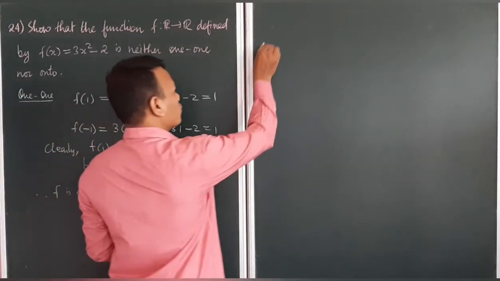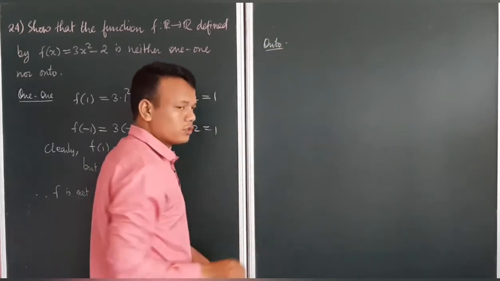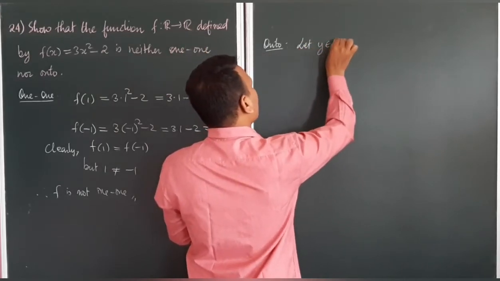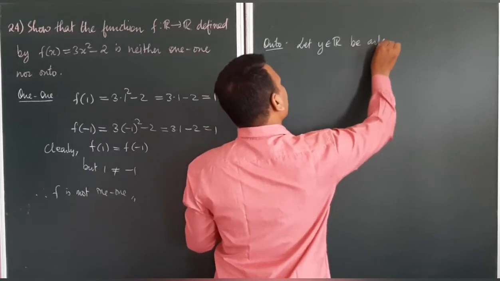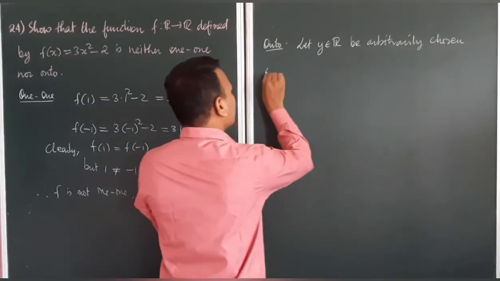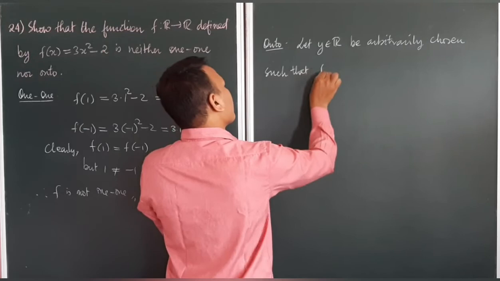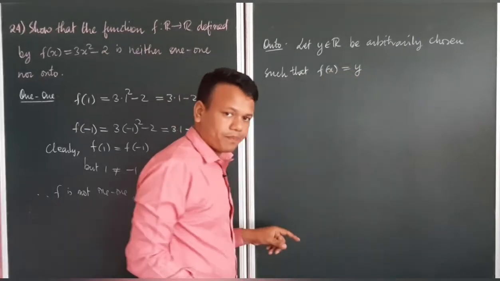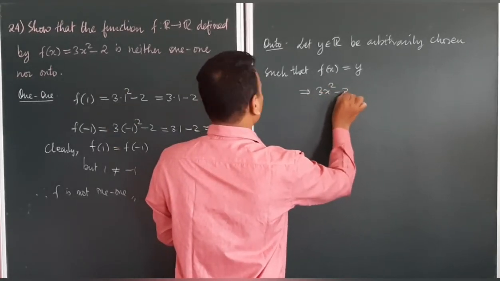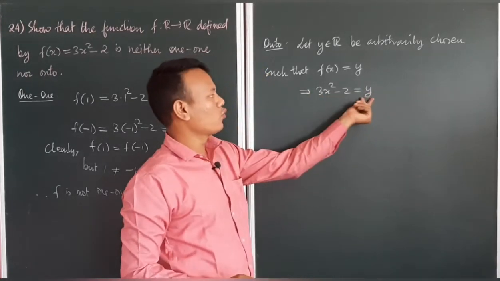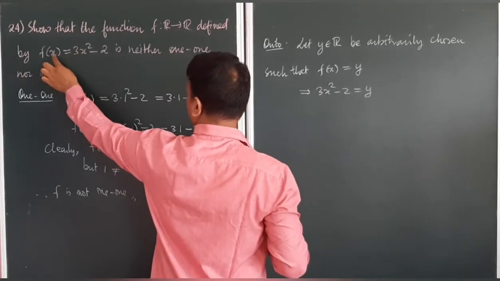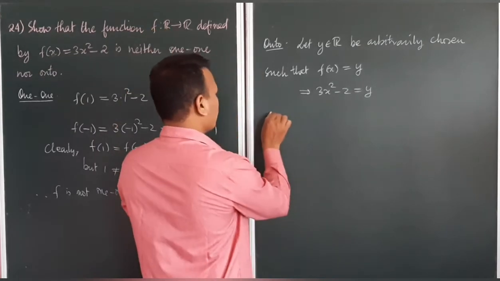Second part is ontoness. Let y be arbitrarily chosen from the second set such that f(x) equals y. What is f(x) here? f(x) is 3x square minus 2 equals y. So this y is coming from the second set, and x is coming from the first set, isn't it?